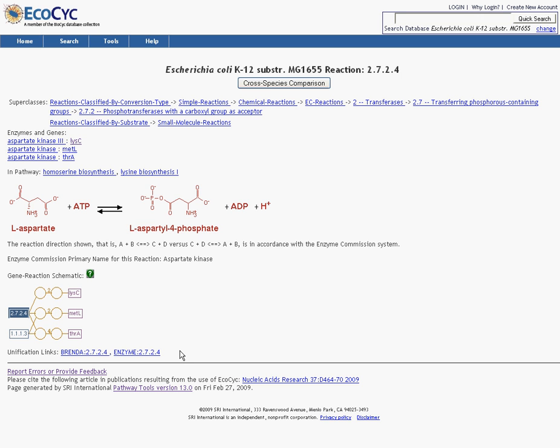You notice there's not a whole lot on the reaction page. It's very clean, and this is the point that I was making in the last part of this series about the purpose of the enzymatic reaction frame. This is, if you will, the platonic ideal form of the reaction. This is not about how an enzyme carries out the reaction. The reaction page is about the mechanical aspects of the reaction. You take in L-aspartate, you somehow combine it with ATP, you get out L-aspartyl-4-phosphate and ADP and a proton.